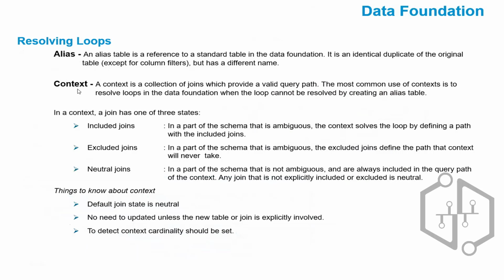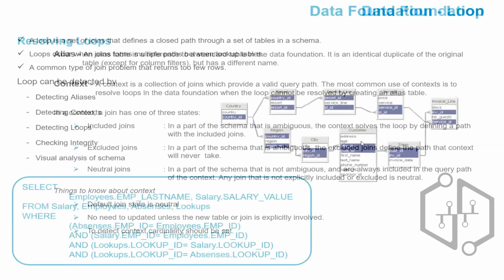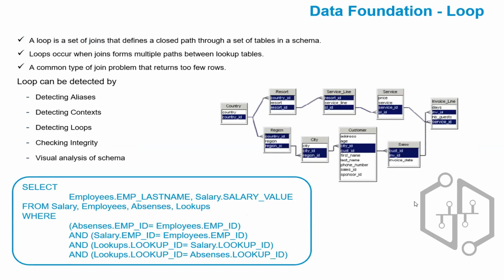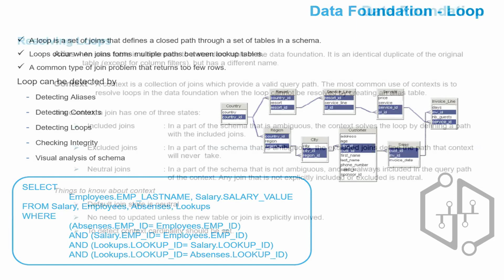A context is a collection of joins which provide a valid query path. We will set up that this path should be followed, and that is a context. Alias is where we create an alias of one table in the loop. For example, here, for the customer table, we can create an alias of the customer table, and for one path we can use that alias table, and for this path we can use the original table, so that the loop problem will be solved.